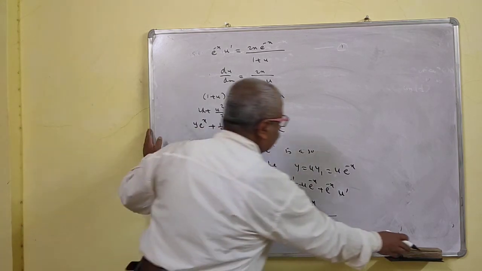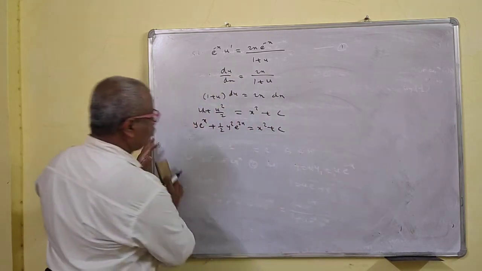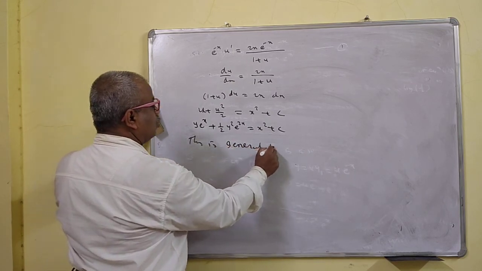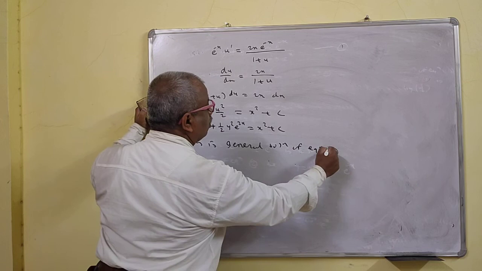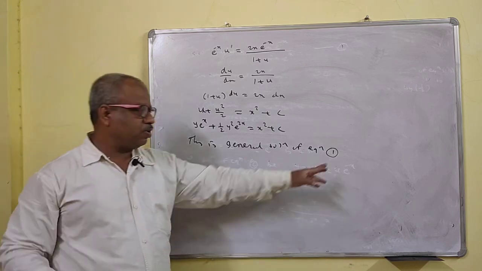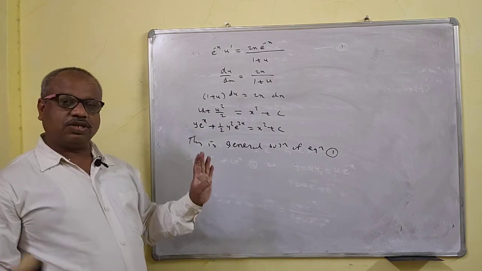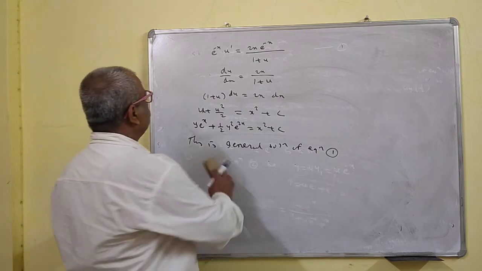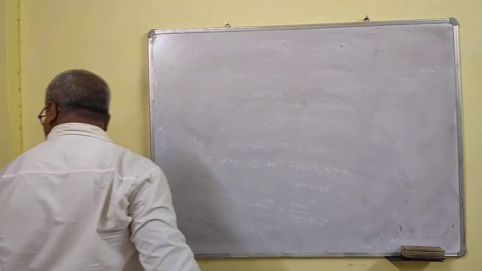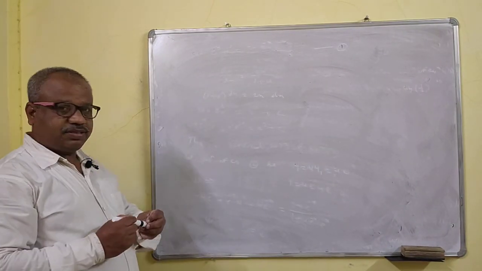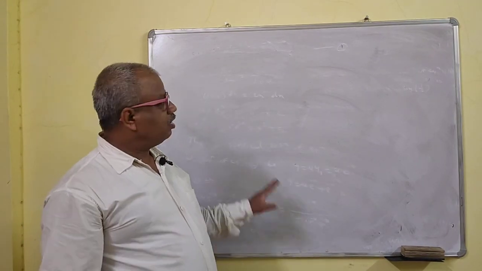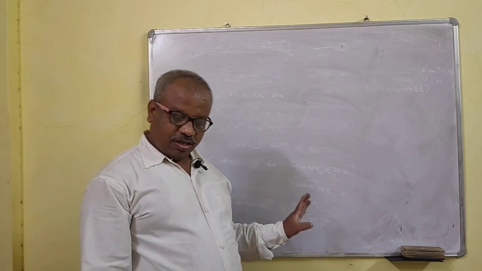This is the general solution of equation 1. This is the required general solution. If the word general is not given, then a problem arises, so this is the required general solution. I hope that you understand this. You can solve the exercise so that your idea of the integration will be clear to you. Okay, so we stop here. Thank you.